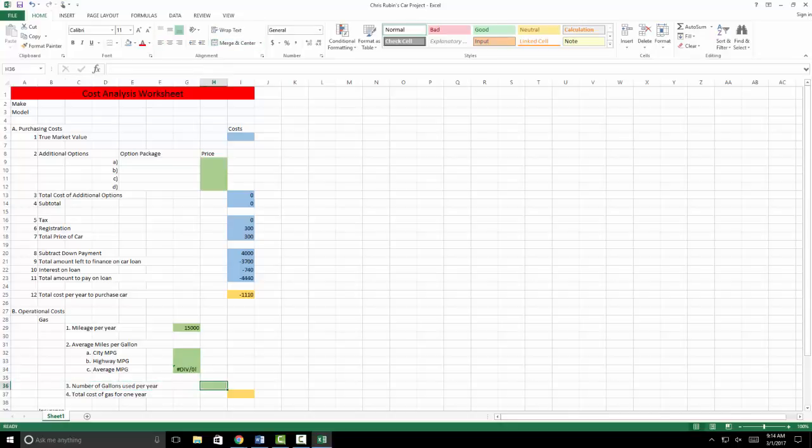In H36, to figure out the number of gallons used per year, we're going to set up a formula to figure out the number of miles that we drive each year divided by our average miles per gallon.